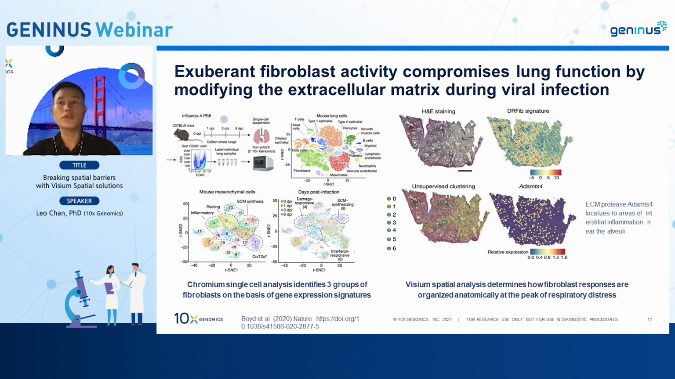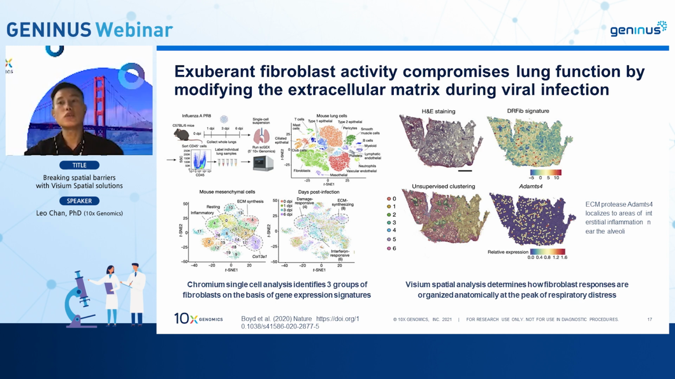When they look at these inflammatory fibroblasts over the entire course of the infection, they found these two distinct activation states. The number of these damage-responsive fibroblasts increased over the entire course of infection, reaching a peak of around 12 days. The interferon-responsive groups emerged by day 3 and then gradually decreased. They also identify one ECM protease, ADAMTS4, which shows significant upregulation in fibroblasts after viral infection.